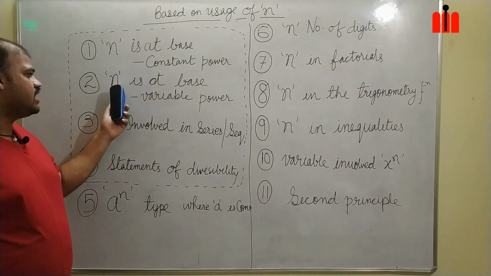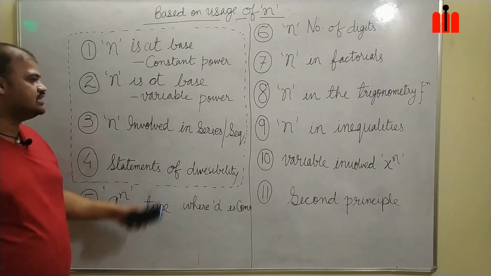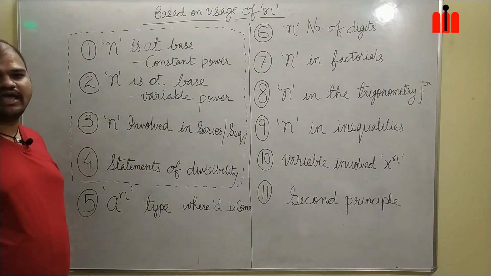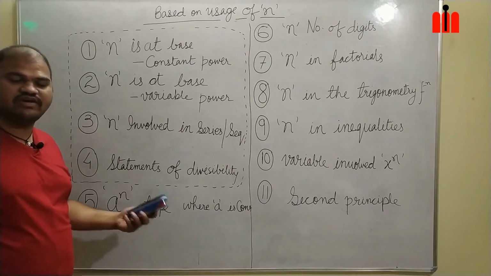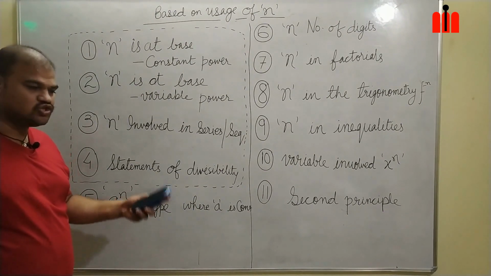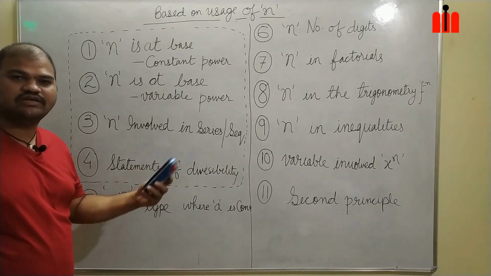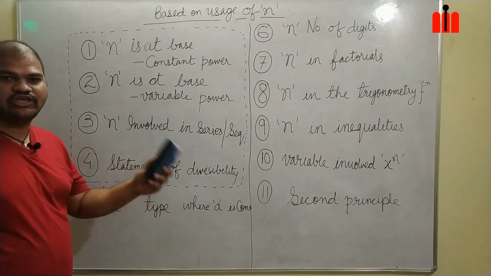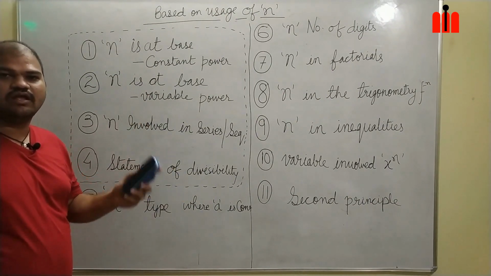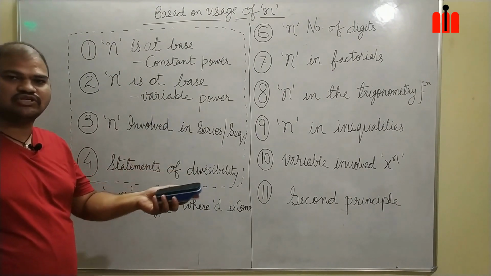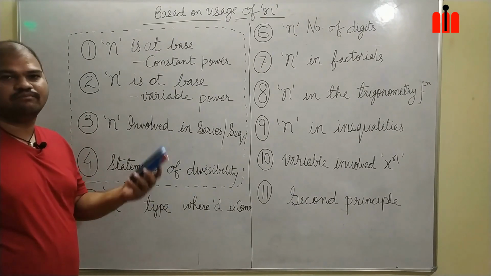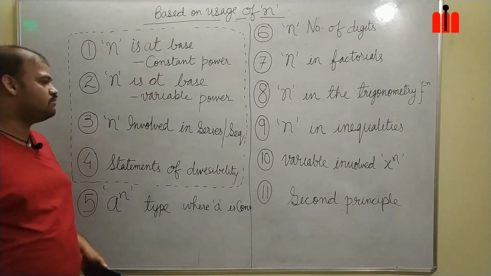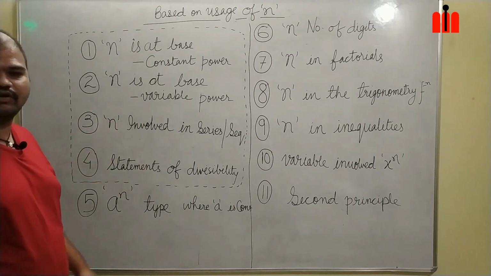Now again, n is at base, but it is having variable power, like 3n cube plus 5n square plus 7n. We see that for each and every term, the power is varying, right? Like 3n cube, power is 3, plus 5n square, power is 2, plus 7n, power of n is 1. So each and every term is having variable power. That is another type of problem we are going to discuss.